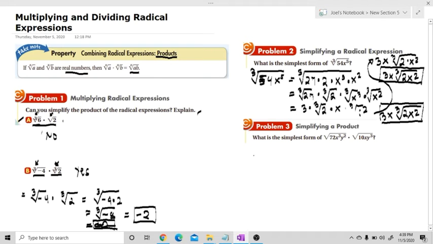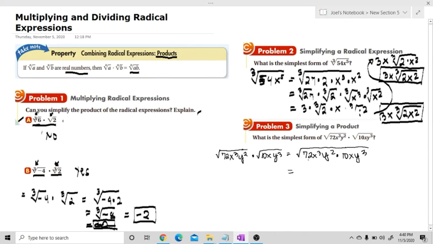Let's proceed to problem number 3, simplifying a product. What is the simplest form of square root of 72x cubed y squared times the square root of 10xy cubed? Ang una natin gagawin dito is i-multiply muna natin yung dalawang radical expression, then you will simplify. Let's write 72x cubed y squared. Kapag i-multiply natin yung square root of 72x cubed y squared and the square root of 10xy cubed, it will be like this one. Ilalagay natin sa loob ng isang radical sign yung product ng 72x cubed y squared and 10xy cubed.